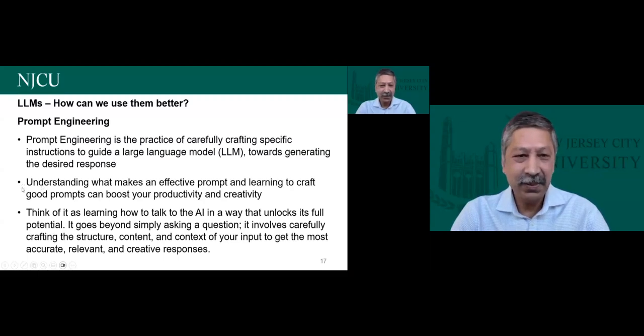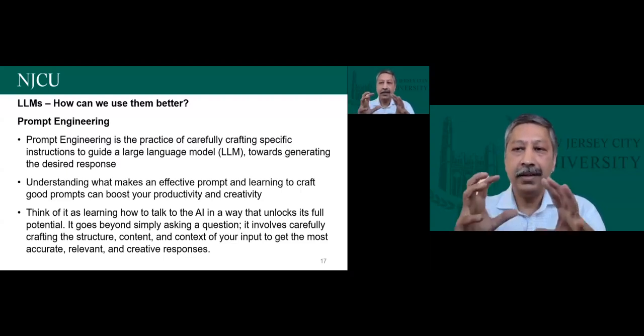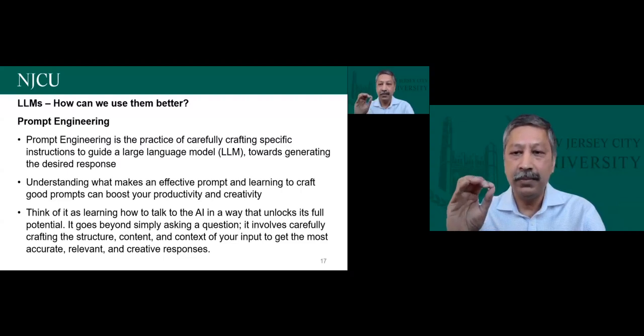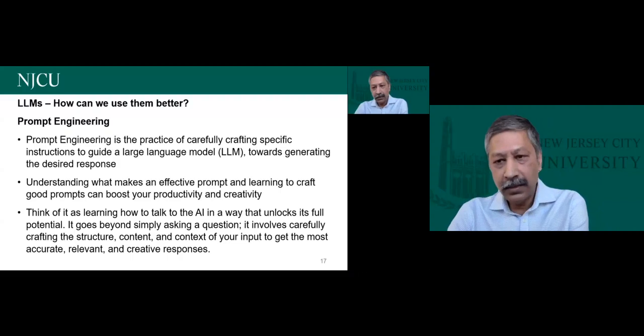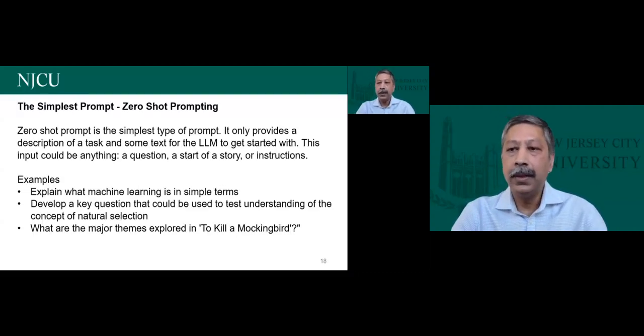in the next 15 minutes or so, I'll try to cover what I can with respect to how we can use these models better. One of the most important things that we can do is what's called prompt engineering. This is the practice of creating a prompt very carefully and in a very deliberate way so we can get the best response from the large language model. Prompt engineering is key to unlocking the potential of LLMs.